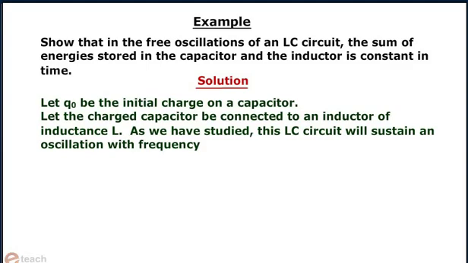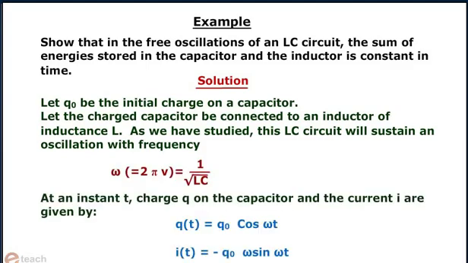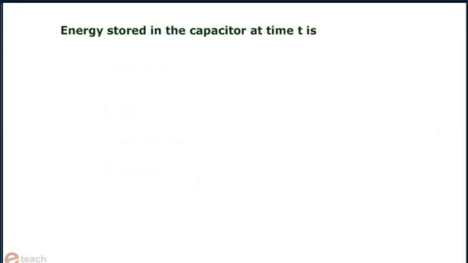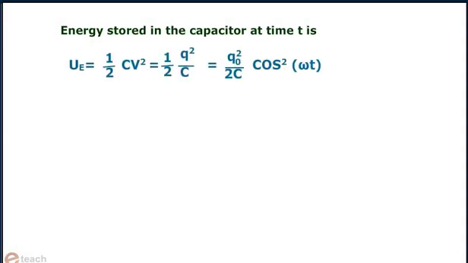As we have studied, this LC circuit will sustain an oscillation with frequency as shown. At an instant t, charge Q on the capacitor and the current I are given by the equations shown respectively. Energy stored in the capacitor at time t is Q naught square by 2C into cos square omega t.